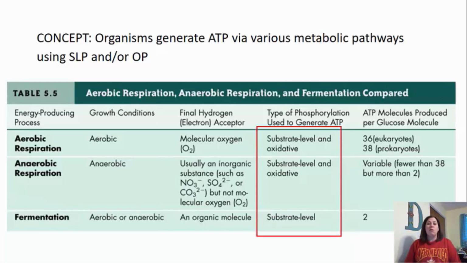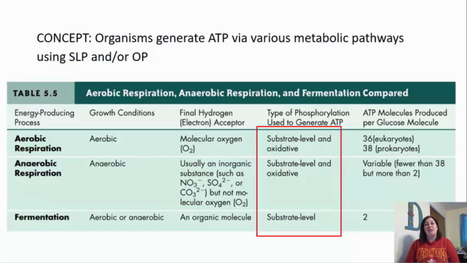Another form is anaerobic respiration. Anaerobic respiration requires anaerobic conditions, which means that they don't have oxygen present, or they don't want oxygen to be there. This usually has an inorganic electron acceptor that is not oxygen. This is also a combination of substrate level and oxidative phosphorylation. The ATP yield is very variable. It's going to be fewer than 38, so it's not as good as aerobic, but it is going to create more than 2.